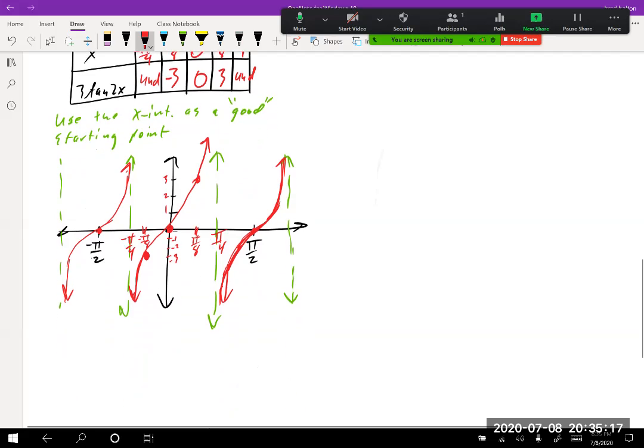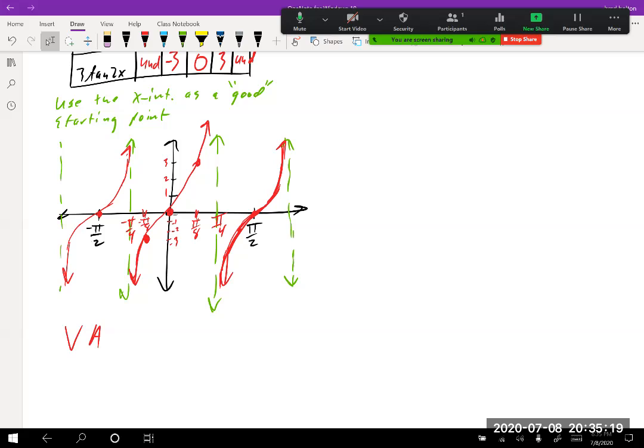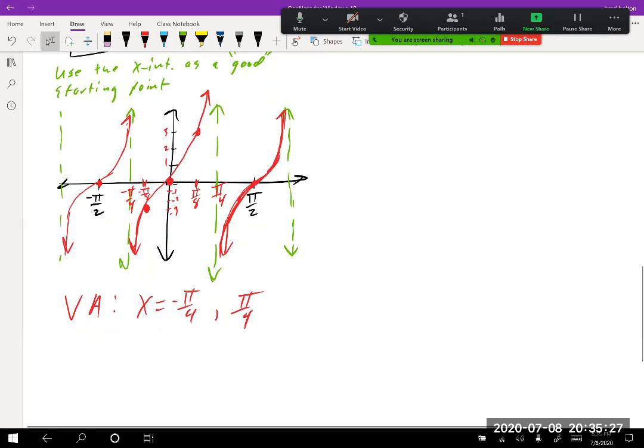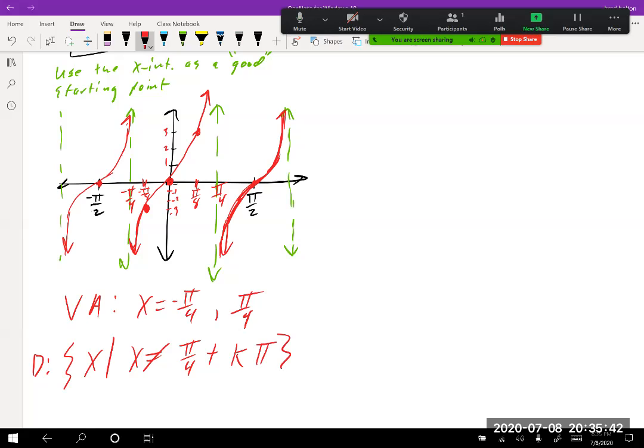So the thing is, we now know a few facts. Vertical asymptote at x equals negative pi fourths, comma pi fourths. So these are the ones I used, okay? And then we know that the domain, if they ask, would be x such that x cannot equal pi fourths plus k times pi, right? So all the multiples of that, okay? So that's basically how you do it.